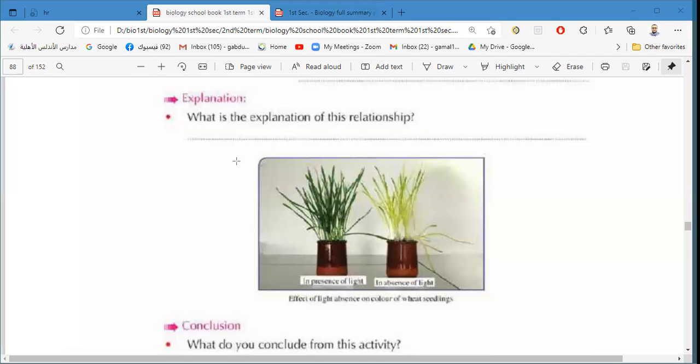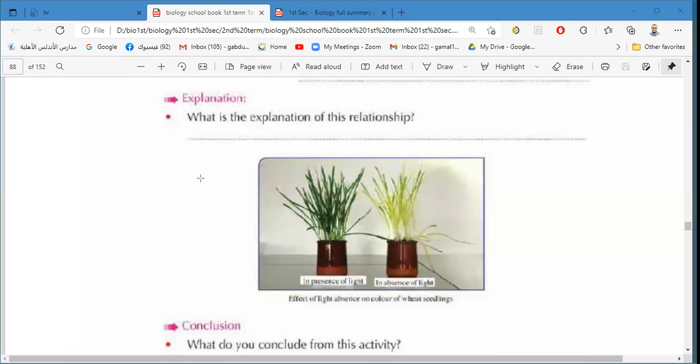Like what we have, if you look at the cabbage, do you know the cabbage? Did you see a cabbage before? Cabbage leaves? The green color is only on the outer leaves. The cabbage is formed of many leaves over each other, one layer after another. The outer leaves only are green, but what color are the inner leaves of the cabbage? Light green or white. Sometimes it is white. Yes.